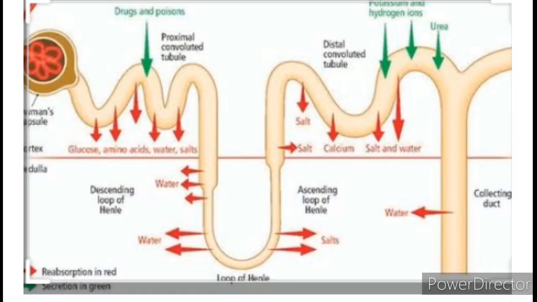Now coming to the distal convoluted tubule. On entering the distal convoluted tubule, the glomerular filtrate is now named urine, and it becomes isotonic in nature. Here two processes take place: active transport of sodium and passive transport of water. In the distal convoluted tubule, water and salts are reabsorbed and the urine becomes isotonic in nature.